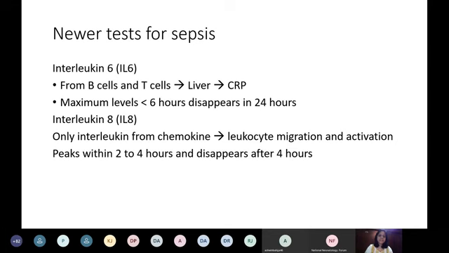If you go to interleukin 8, it is still faster than 6, because this is the only one which is produced from a chemokine, as I said, not from a cytokine. So this causes leukocyte migration and activation. This peaks within 2 to 4 hours itself. So within 2 hours, and within 4 hours we have to check, because after 4 hours this disappears. So checking after 4 hours is of no value if you're doing interleukin 8.